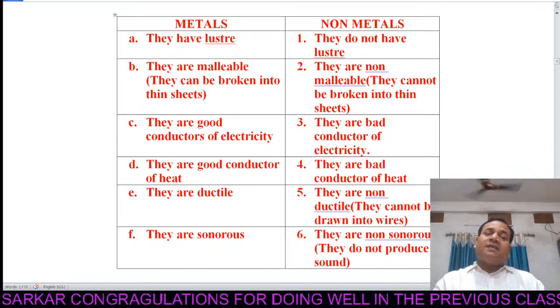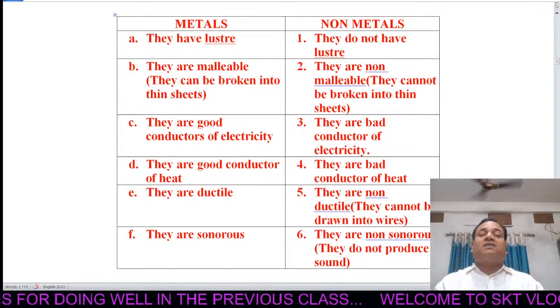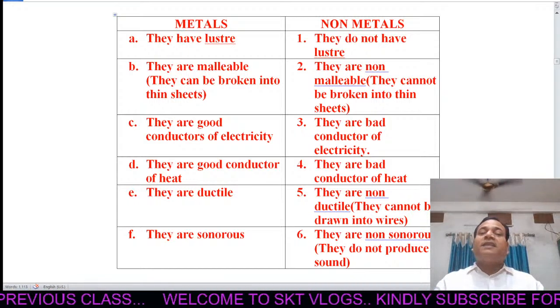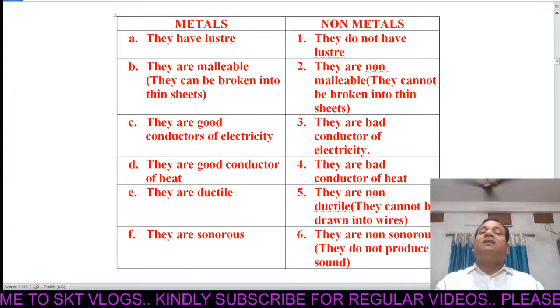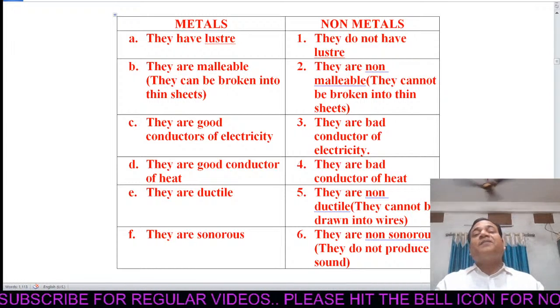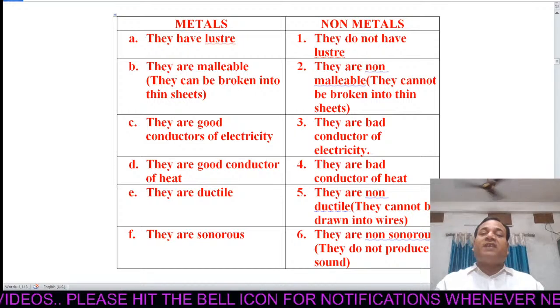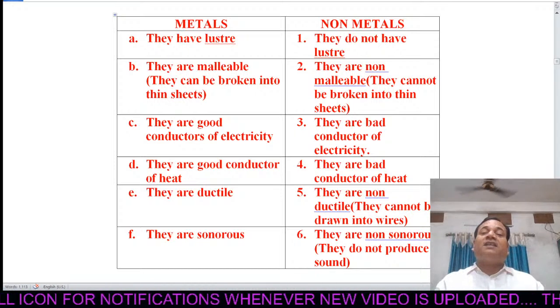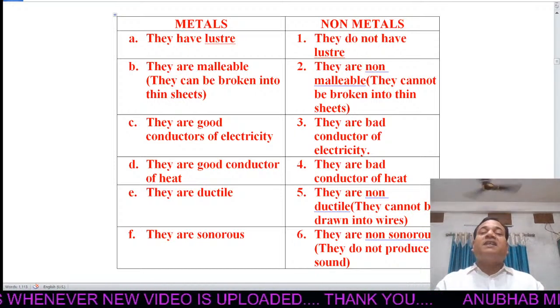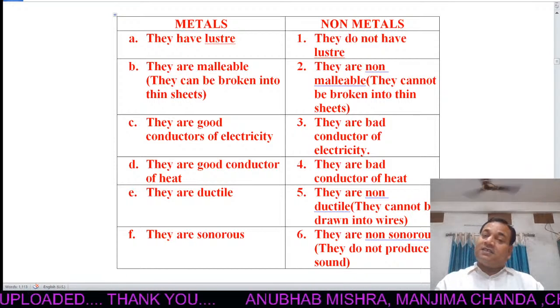Fourthly, metals are good conductors of heat also, but non-metals are bad conductors of heat. I told you graphite is an exception. Graphite is a non-metal, but it is a good conductor of heat and electricity.